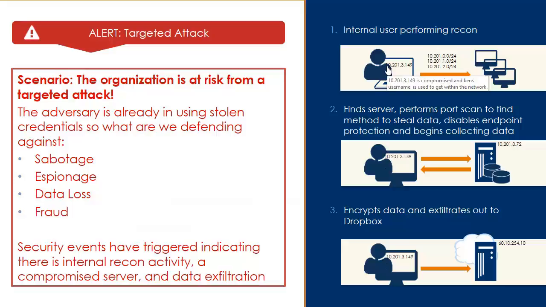10.201.3.149 is compromised and Ken's username is used to get within the network. Ken's machine begins scanning internal subnets looking for devices with data. 10.201.0.72 responds and Ken's machine performs a port scan to find a management channel to connect to and steal data. The data is stolen, encrypted and uploaded to a Dropbox account of 60.10.254.10. This is an important note, as StealthWatch is able to detect threats by modeling session information, regardless if the data is encrypted or not.